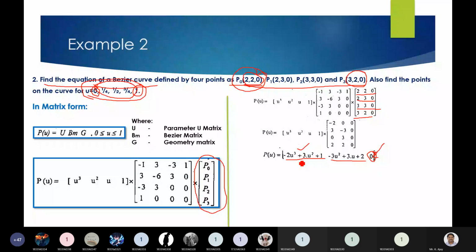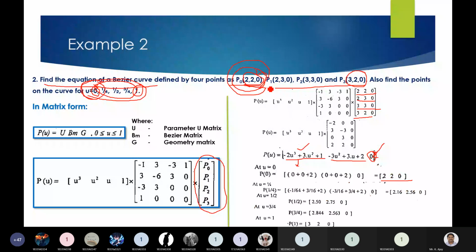So if you want to calculate at u is equal to 0, substitute u is equal to 0 in this matrix. If you substitute it, finally you are getting 2, 2, 0, nothing but the P naught value. Similarly, at u is equal to 1 by 4, all these values you can calculate. So these are the intermediate 3 points, and 3, 2, 0 is also the final point. So I hope it is clear to you.